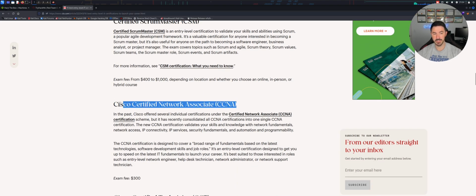The next one, CCNA. I do have my CCNA, but I took it back when you had the CCENT and then the CCNA, so the ICND1, ICND2.